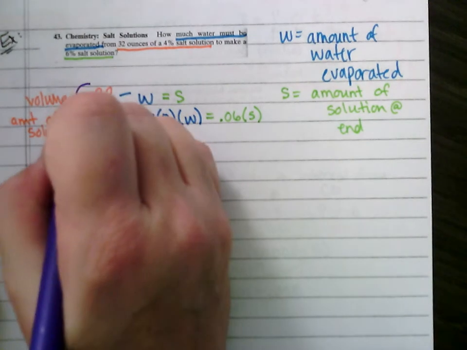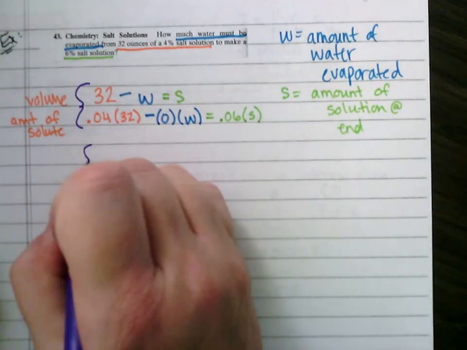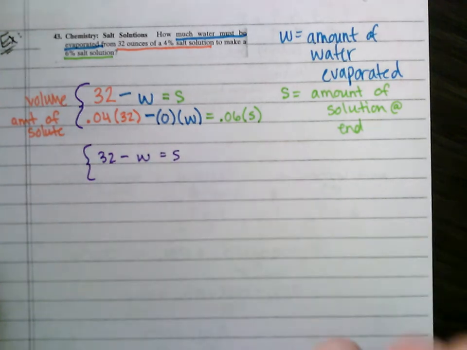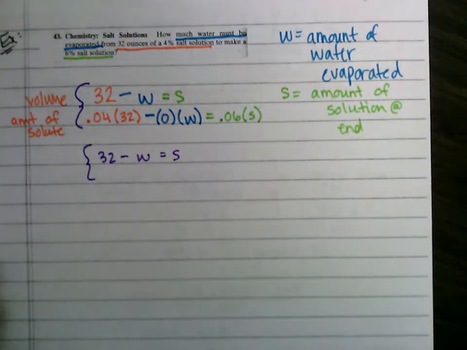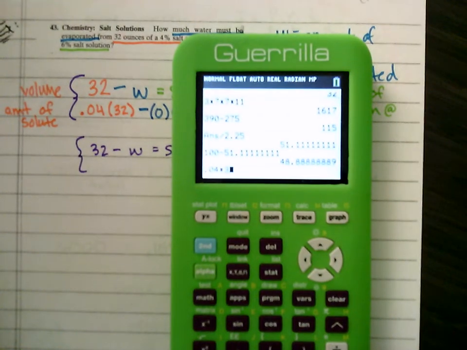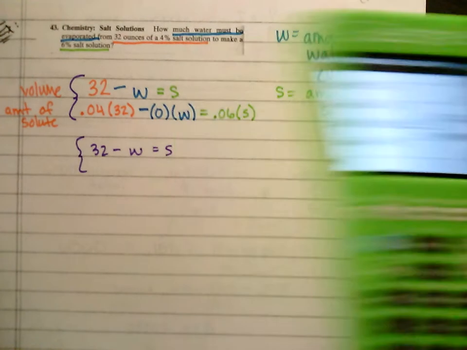So then here's our system of equations. If we clean it up a little bit, 32 minus W equals S. And then 0.04 times 32, let me use my calculator again, 0.04 times 32 is 1.28.